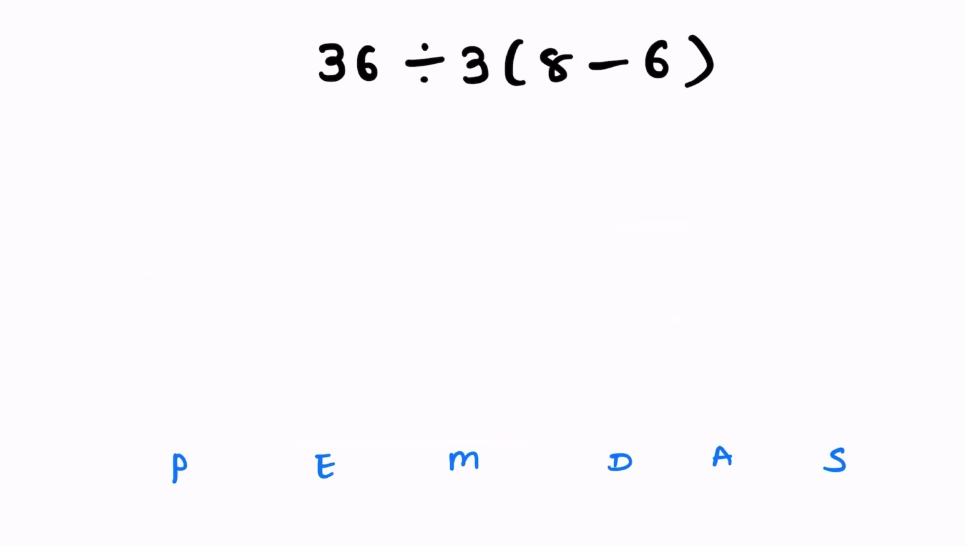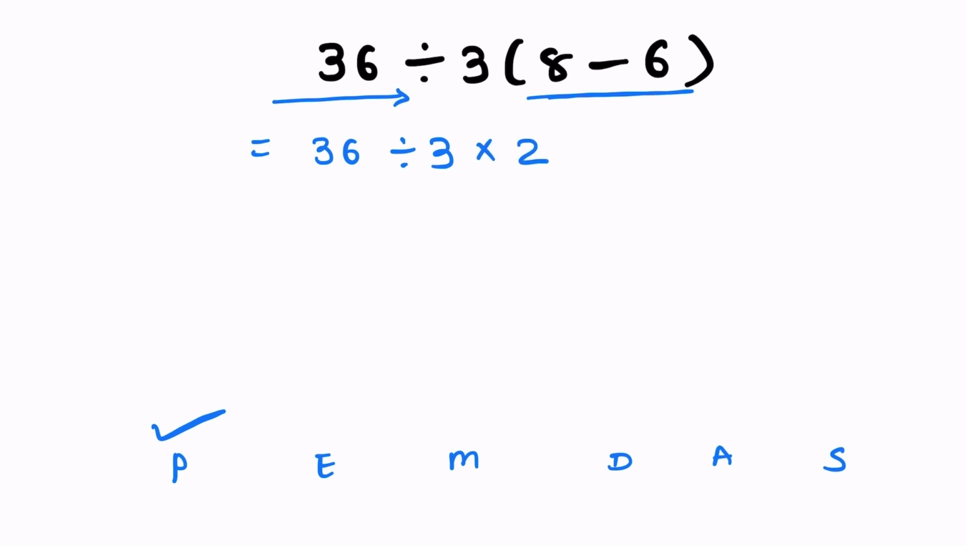Now let's start solving this expression. So we will start from left to right. We will check for the parentheses first. So yes, we have the parentheses, so we will solve this first. So 36 divided by 3, times (8 minus 6). So the answer is 2, and the operation here is multiplication.